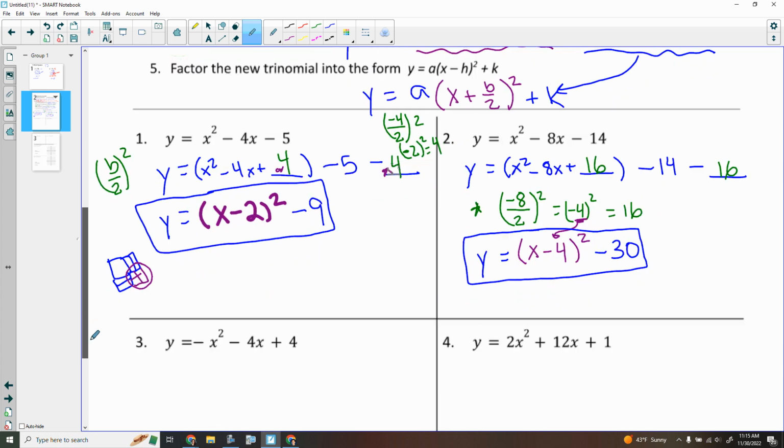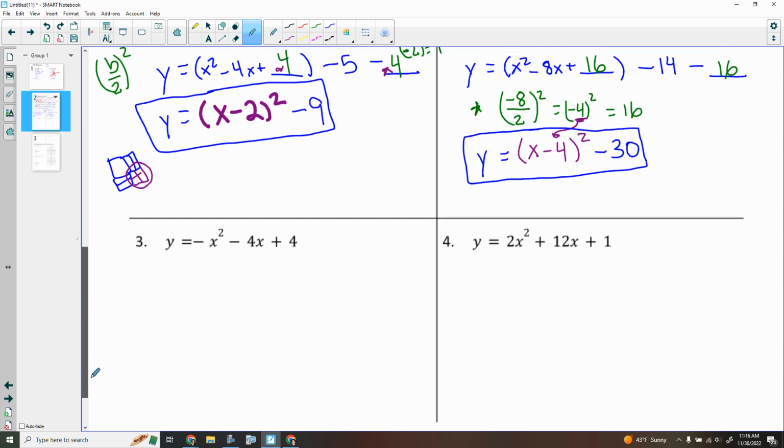All right, coming down, number 3 here. We have -x squared minus 4x plus 4. We would group the first two together, and move my constant outside.